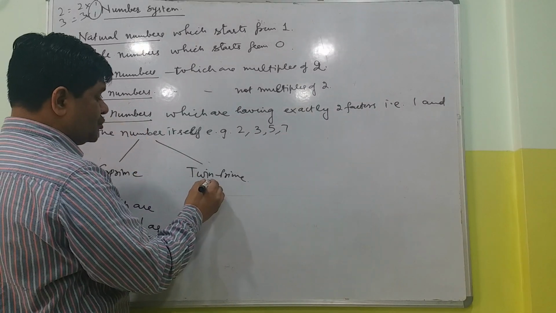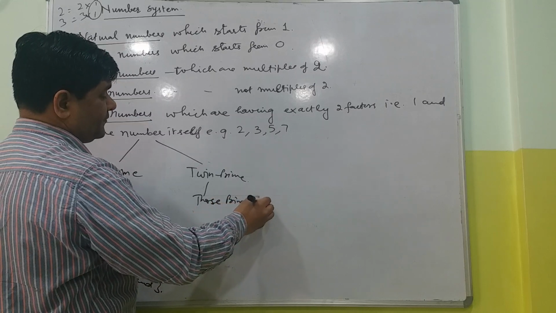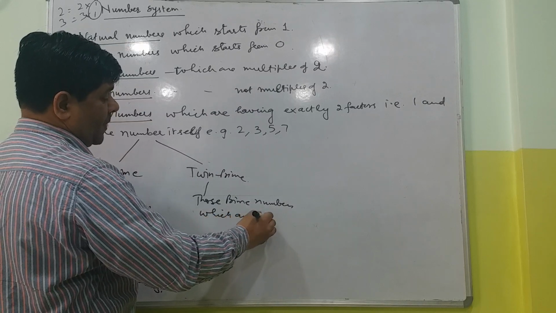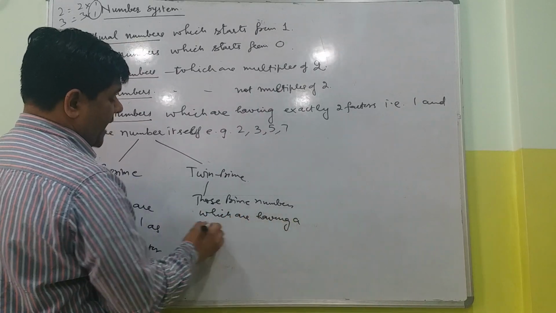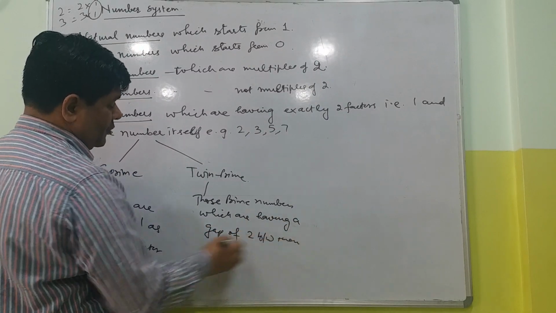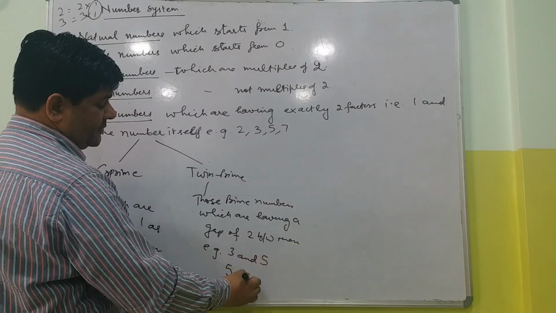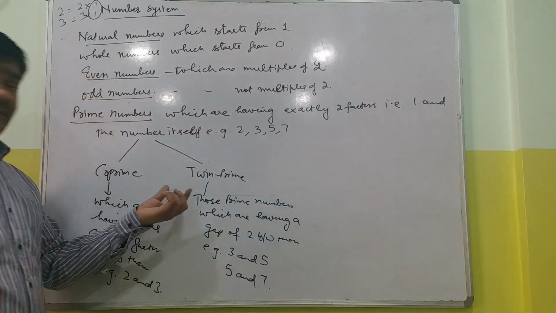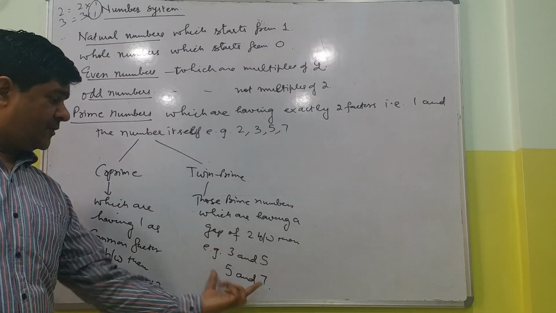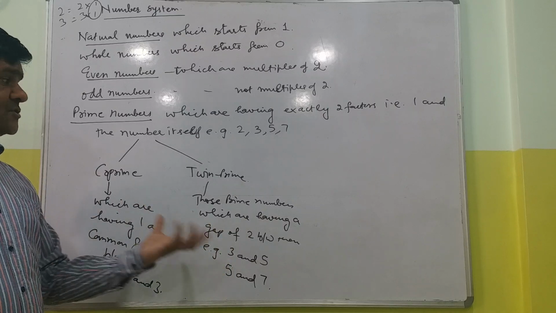Twin prime numbers are those prime numbers which are having a gap of 2 between them. For example, 3 and 5, 5 and 7, etc. So twin prime number होते हैं which are prime and which are having gap of 2 between them. 3 and 5, 5 and 7, 11 and 13, 17 and 19, so on.